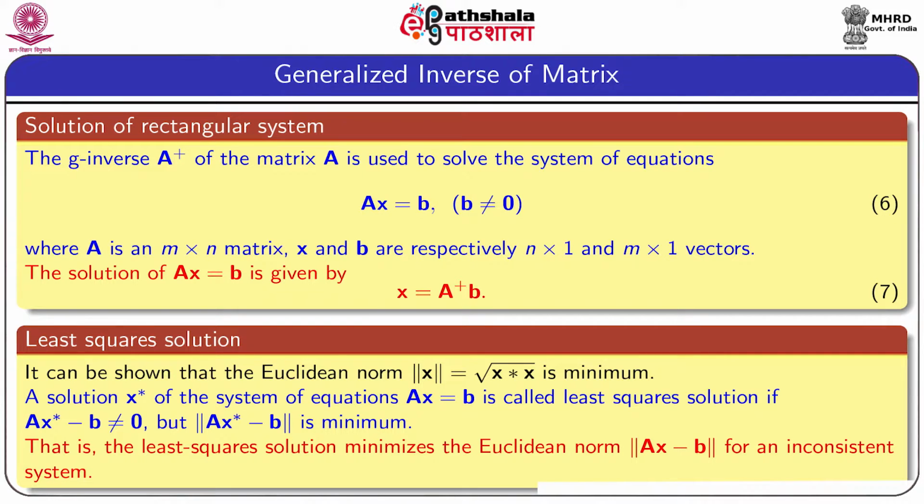A solution x star of the system of equations Ax equal to B is called a least square solution if Ax star minus B is not equal to 0, that means this is a non-null vector, but the norm of the vector Ax star minus B must be minimum. That is, the least square solution minimizes the Euclidean norm of Ax minus B for an inconsistent system of linear equations.